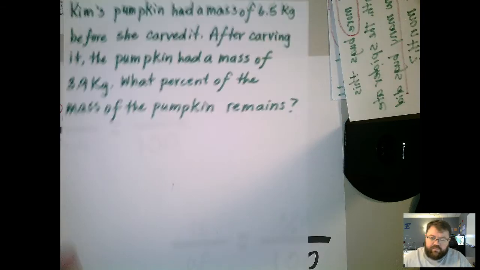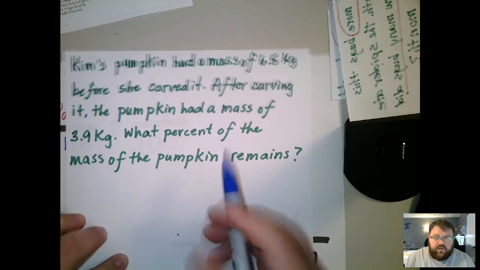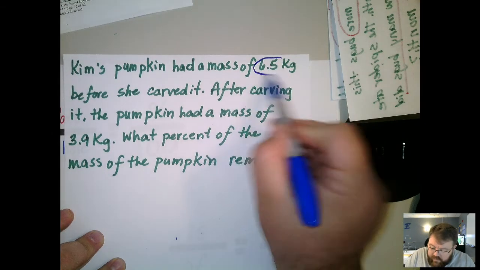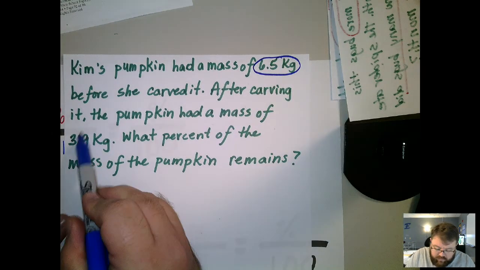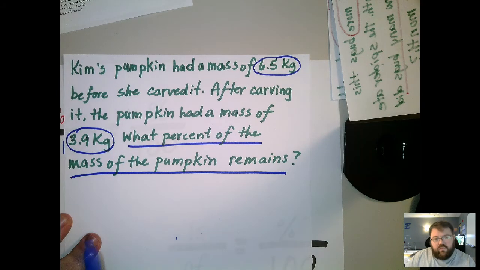Alright, last one. Kim's pumpkin had a mass of 6.5 kilograms before she carved it. After carving it, the pumpkin had a mass of 3.9 kilograms. What percent of the mass of the pumpkin remains? Alright, pause the video, answer the question. Alright, so we've got 6.5 kilograms. We have 3.9 kilograms. What percent of the pumpkin remains?